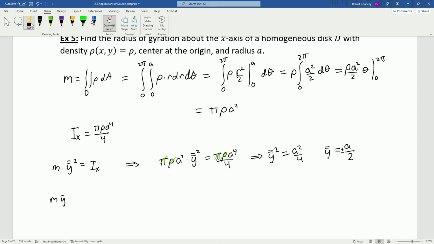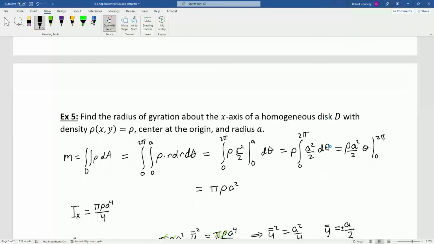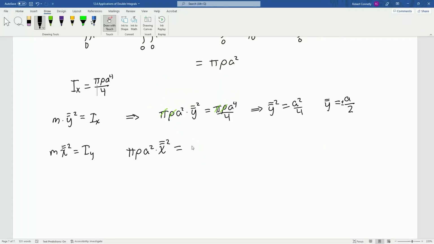Now we know that x double bar squared times the mass is equal to the moment of inertia about the y-axis. What did we have for that? Well, we've still got the same mass, so that's pi rho a squared times x double bar squared equals the moment about the y-axis, but we found that that was the same exact value as for x, so that makes things a little bit easier. That tells us x double bar squared is also equal to a squared over 4, which tells us x double bar is plus or minus a over 2.